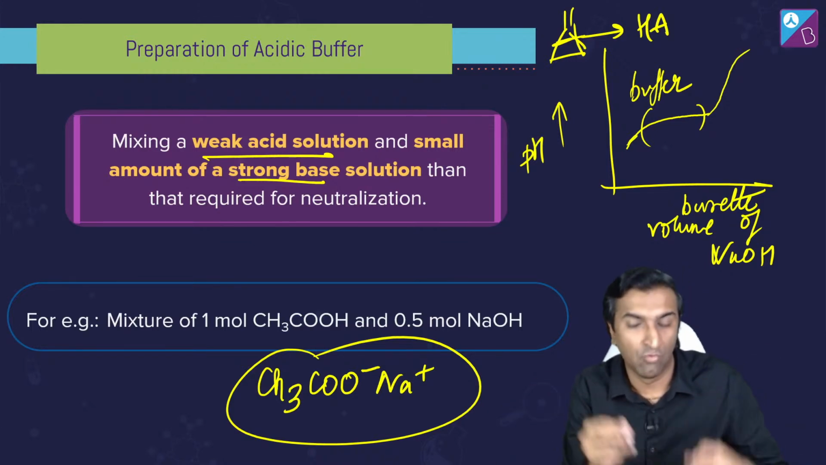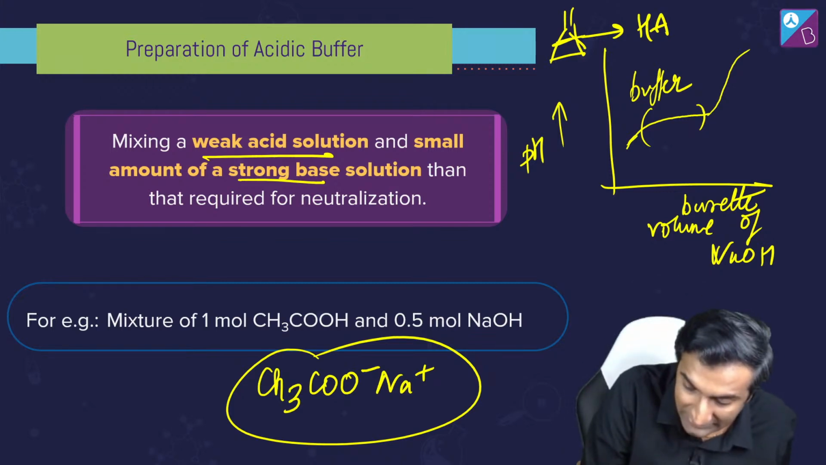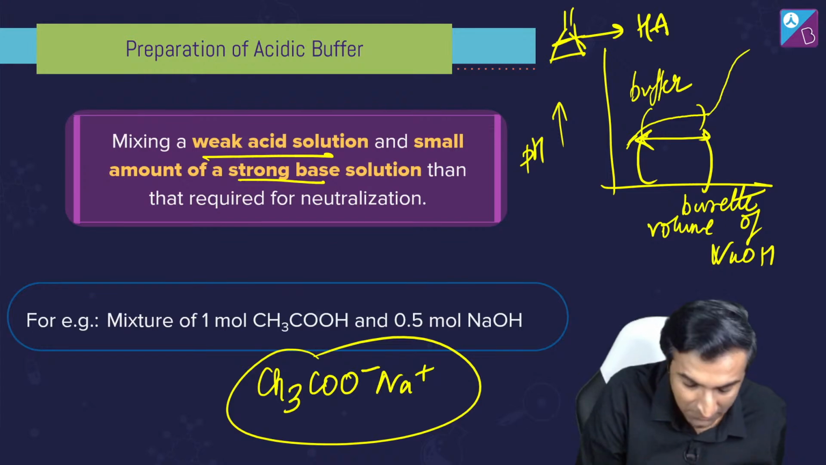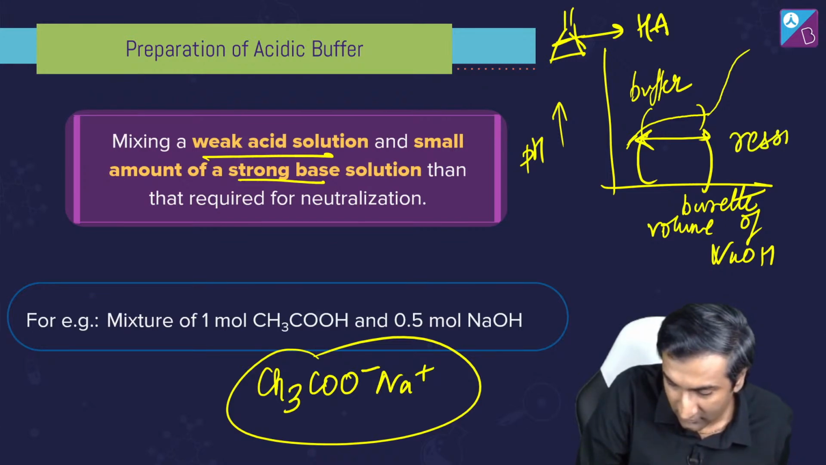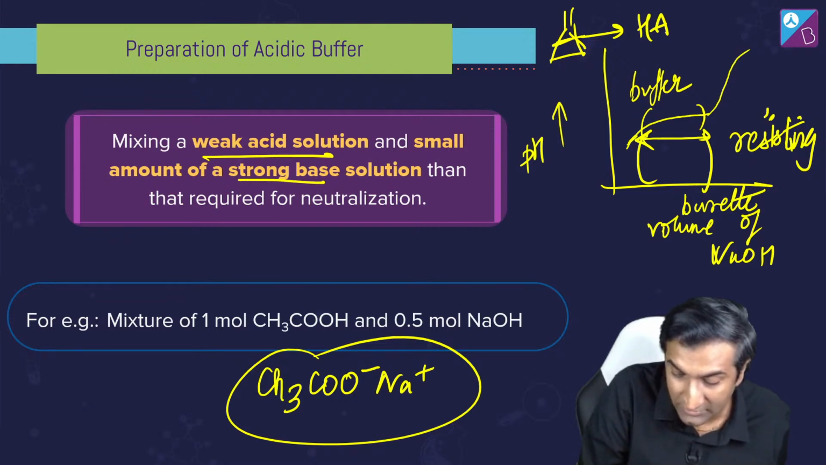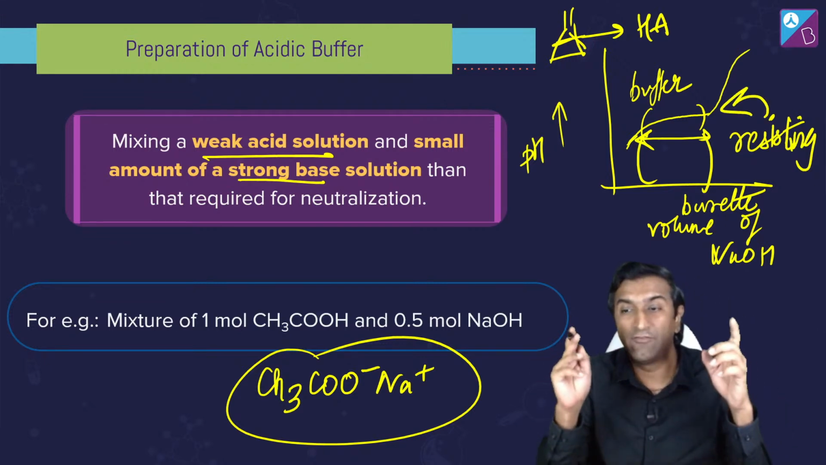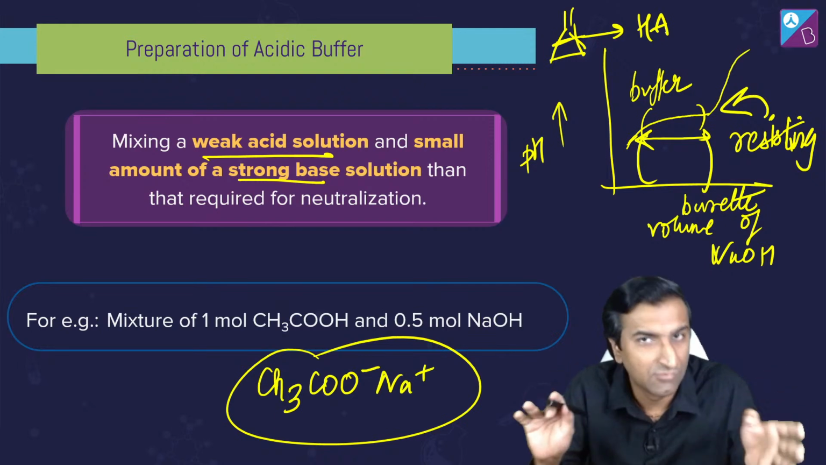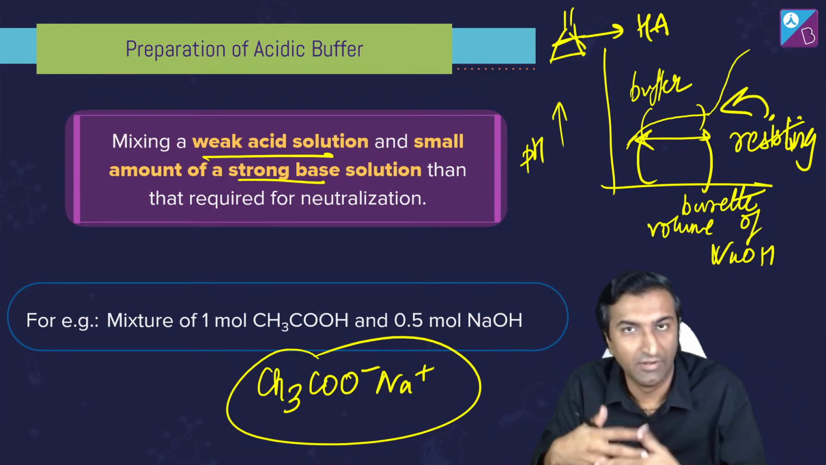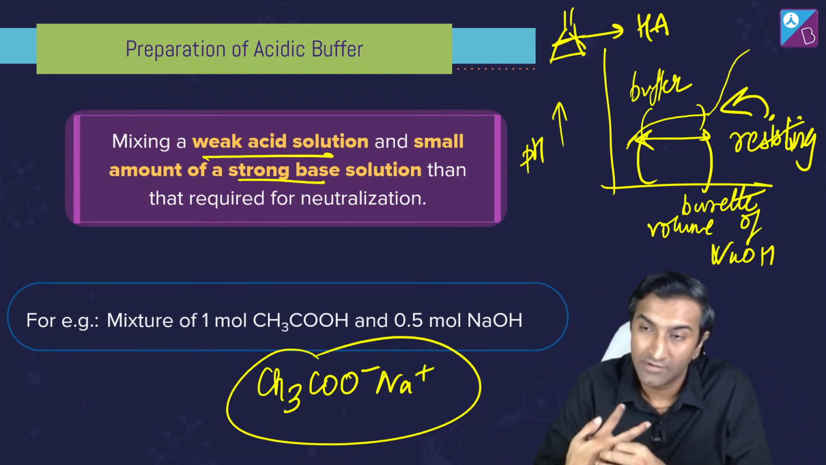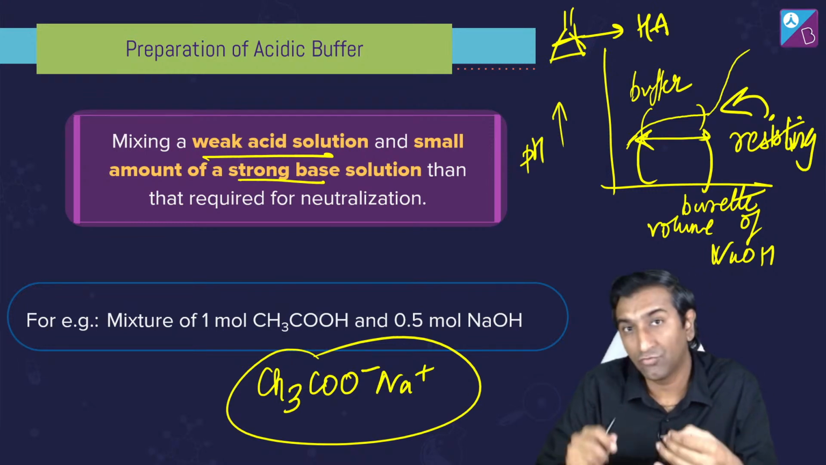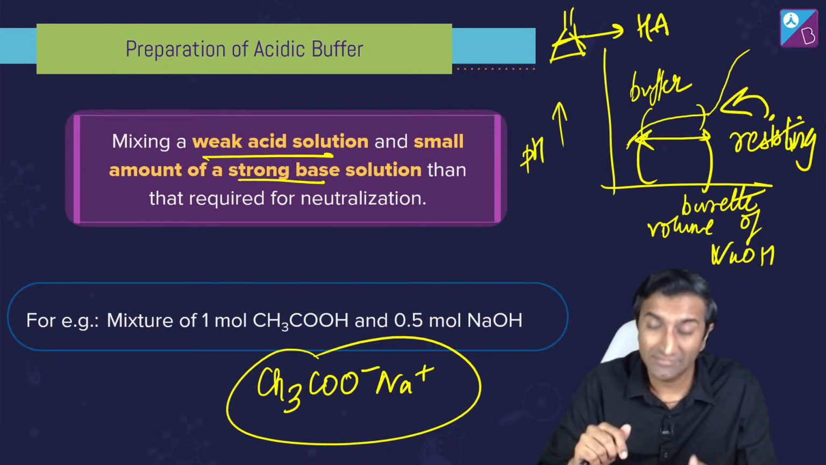Keep adding more and more and more. So you see this section is resisting change in pH. Okay, I am adding NaOH and it's resisting change in pH. So this is the buffer. This part of the graph is buffer. Yeah, this graph part, don't worry, is not in NEET. Okay, it's more related to maybe JEE Main or Advanced, but that doesn't matter. Still I thought I'd tell you, because this is really important.